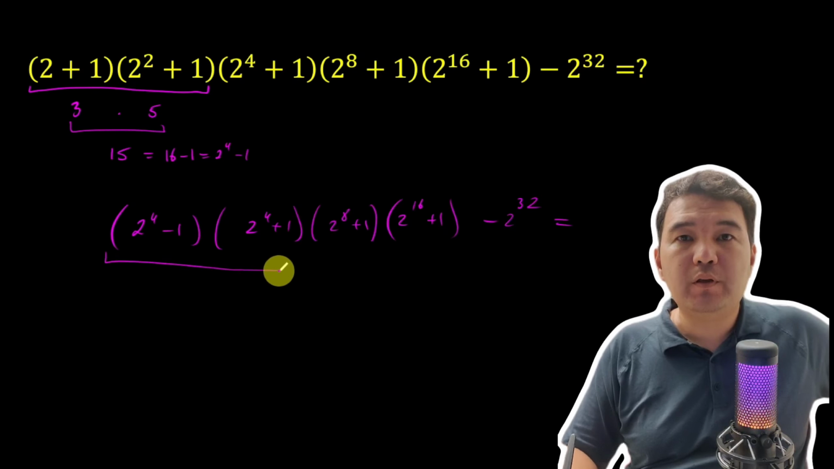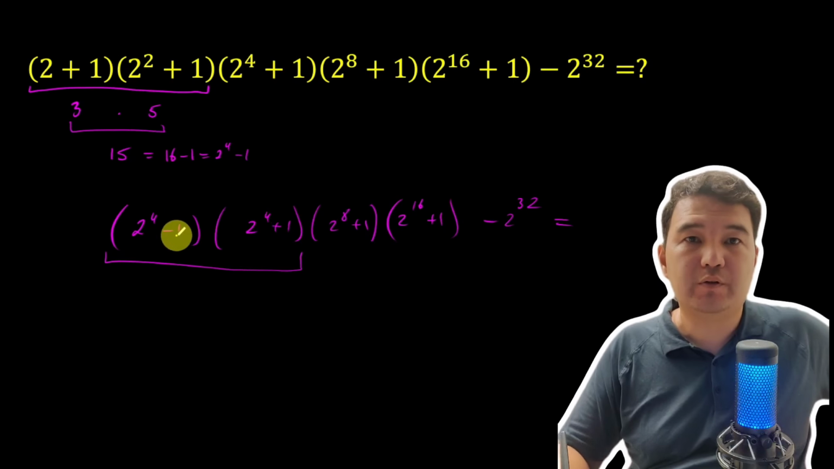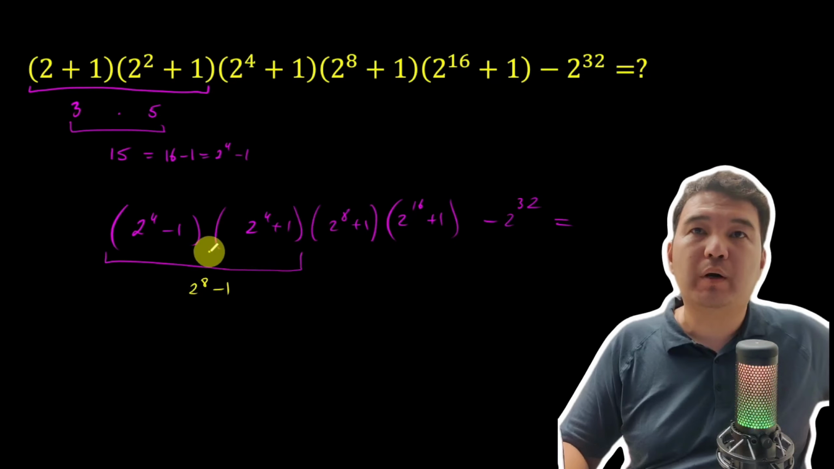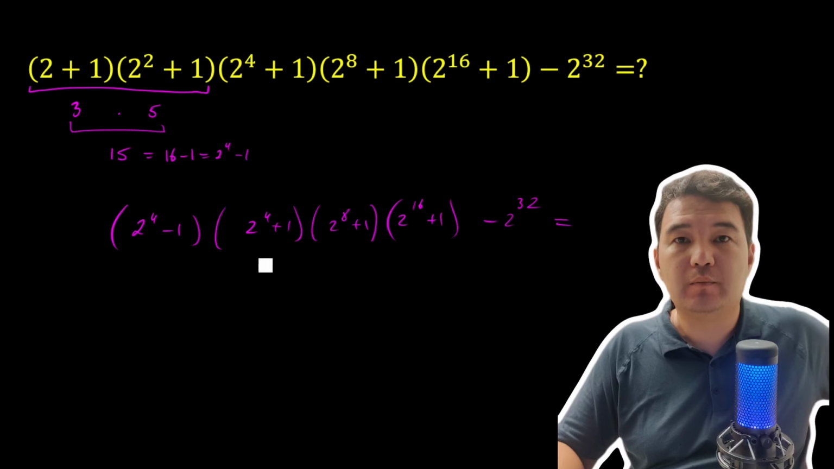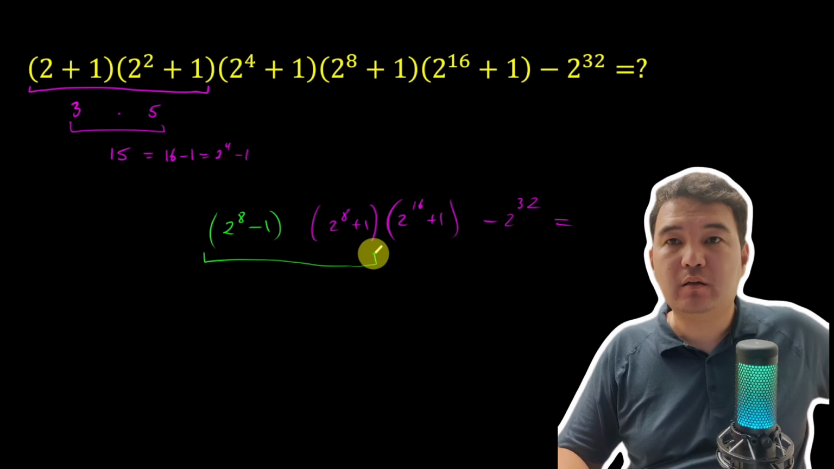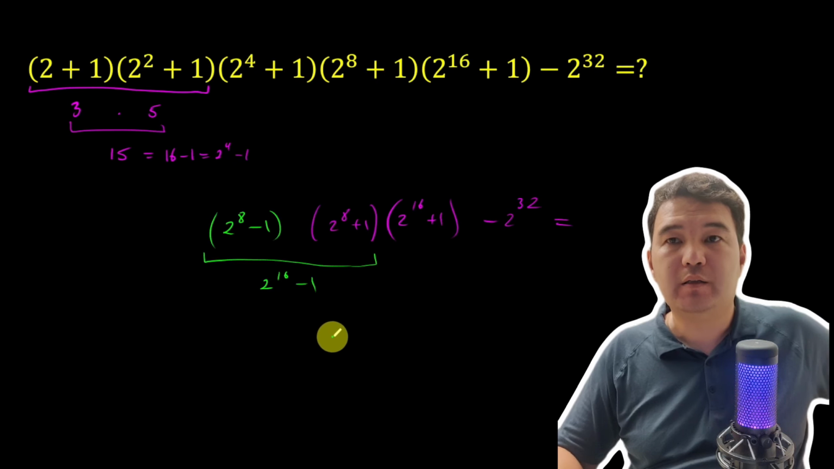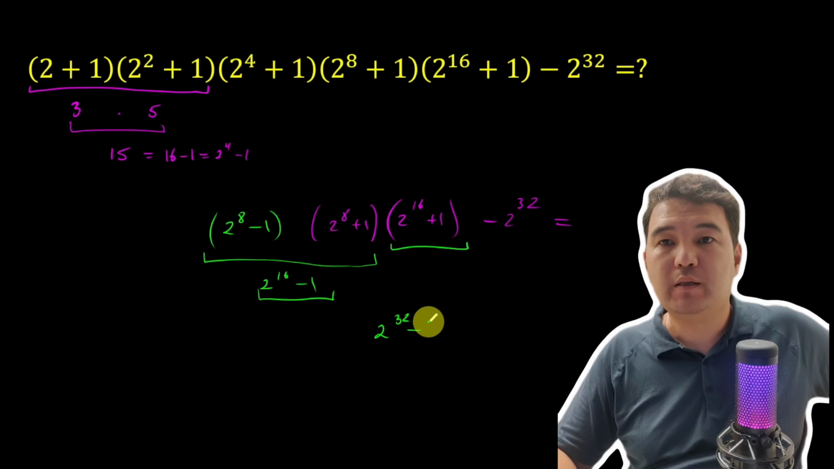If you multiply these two terms, only the first two, you'll get 2 to the power 8 minus 1. By replacing it with 2 to the power 8 minus 1, we get the following expression. Now you can repeat that a couple more times. So this is going to be 2 to the power 16 minus 1. And this 2 to the power 16 minus 1 and 2 to the power 16 plus 1 will be 2 to the power 32 minus 1.